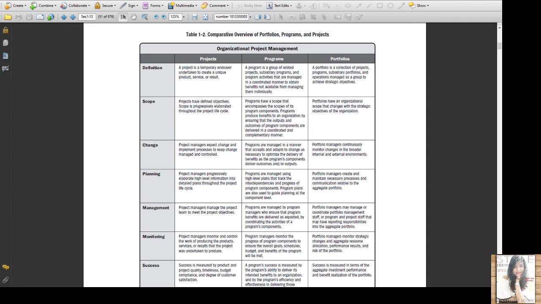Project management focuses on interdependencies within a project to determine the optimal approach for managing the project. Program management focuses on interdependencies between projects and at the program level to determine the optimal approach for managing them. Actions related to this include interdependencies that may affect schedule.